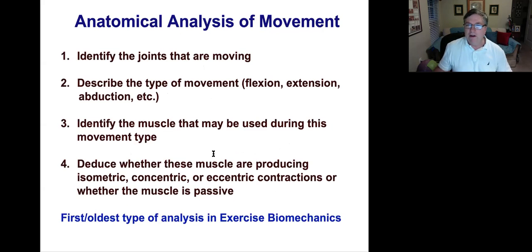And this is just a reminder with your big projects, your research projects, you're going to be doing both anatomical analysis of movement and the mechanical analysis of movement. So remember, with anatomical analysis, identify the joints that are moving, what type of movement it is, and identify the muscles that are involved in the movement. So if I'm doing this, it'll be the supraspinatus and the middle deltoid. Deduce whether these muscles are producing isometric, concentric, or eccentric contractions. It's an old type of biomechanical analysis, and really the science got better once we were able to do EMG activity on these muscles.